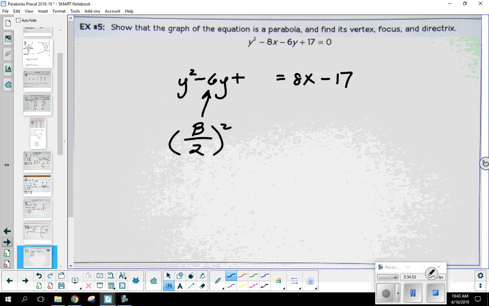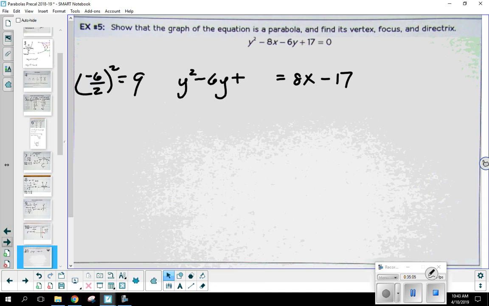Now, you'll always end up with a positive because you're going to square it. So whether it's negative doesn't matter. Negative 6 divided by 2 squared will give me what? 9. See, that's why I left a little bit of room here, because by completing the square, I'm going to get that value. But what am I forgetting? There you go. Whatever I do to one side, I have to do to the other side. The equation has to maintain that balance.